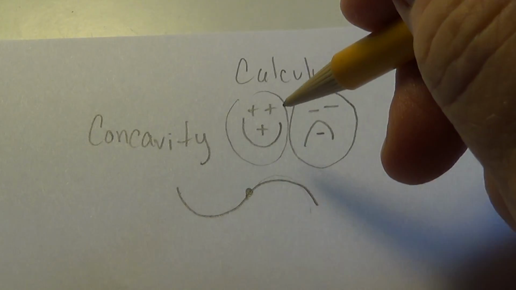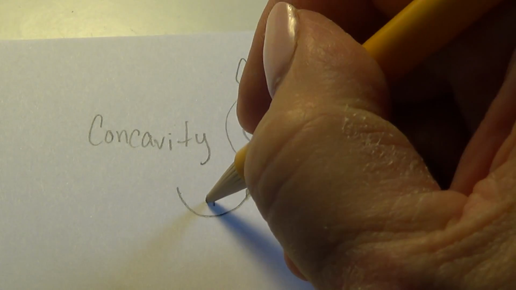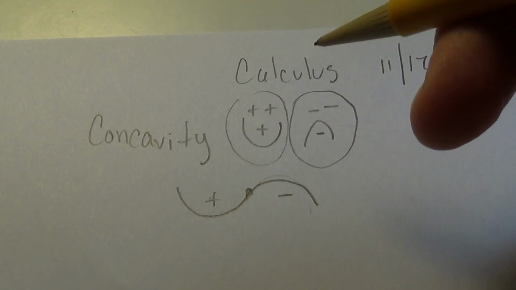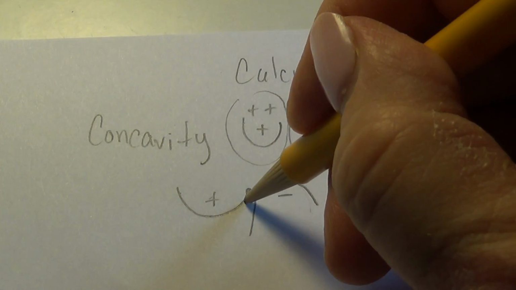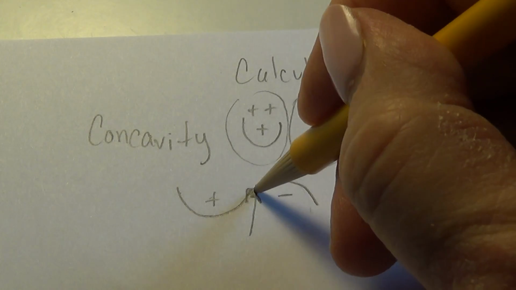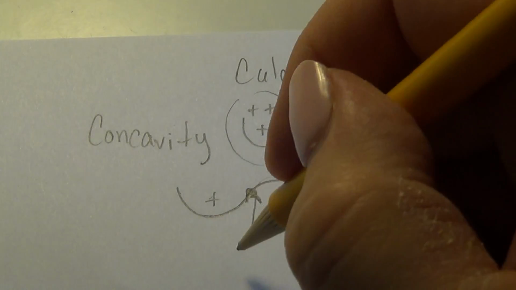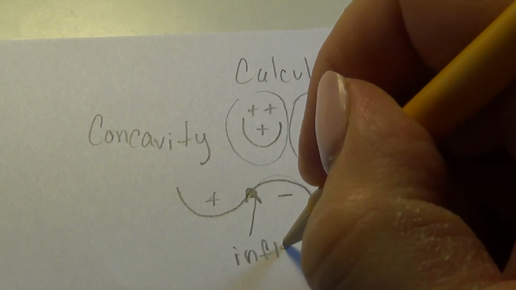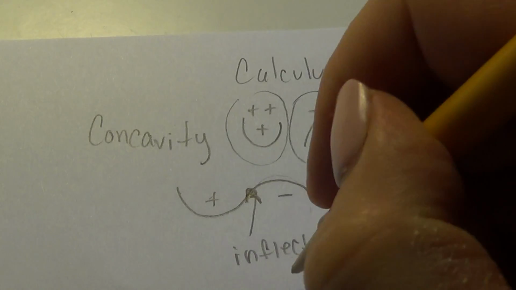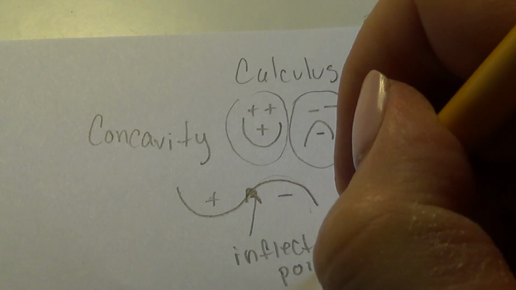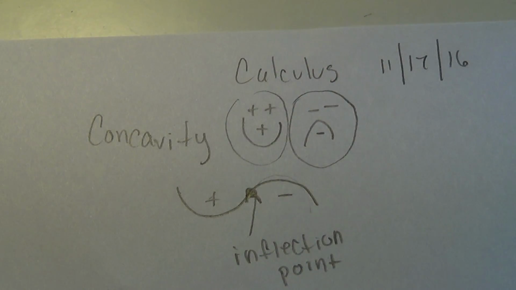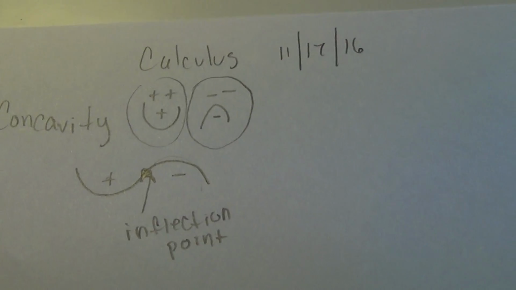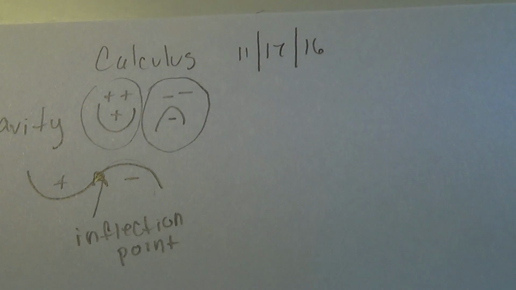And that is going from positive concavity to negative concavity. That point of change, right here, is called an inflection point. So get these in your notes, and I need to check up on your notes, so I'll do that tomorrow.